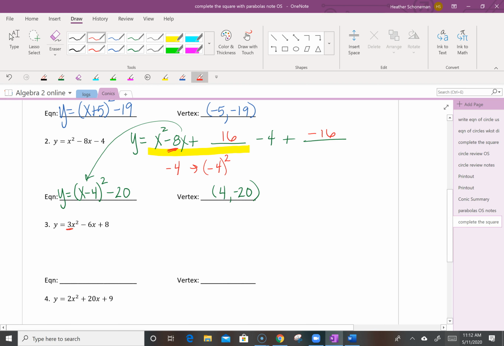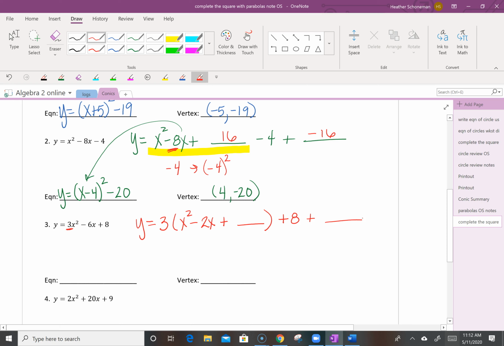So we're going to have to factor it out, but we only factor it out of the first two terms. So look how this is going to write. We're going to write y equals, and then we're going to take out the 3, and that leaves us with x squared minus 2x plus blank. Then we're going to have the 8, and then plus a blank over here.